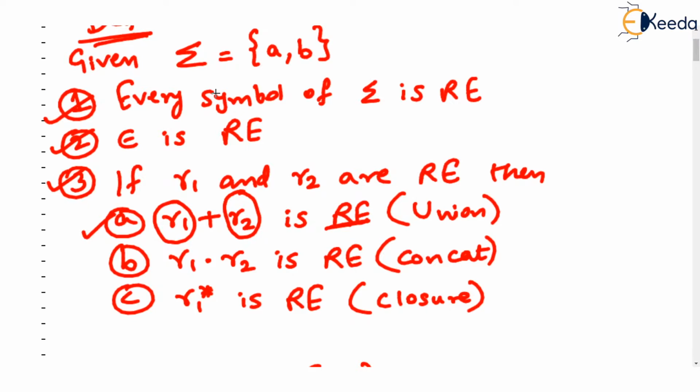Let's look at point number B. What if two regular expressions R1 and R2 exist, and if we concatenate them, then that concatenation of R1 and R2 is also a regular expression. Let's try to understand this point.